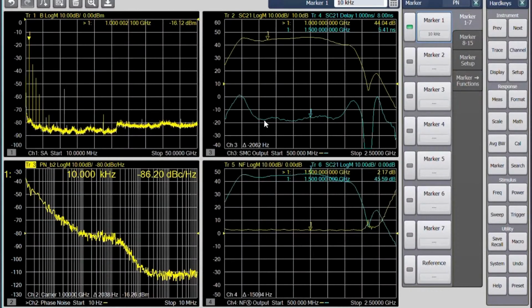But the nice thing I can do on the PNA is make the spectrum measurements looking at the output of the mixer. I can do the gain and group delay measurements, and I can even do the noise figure measurements, all from sitting where I am because I've connected this up. I can change parameters and do all the things I want to do.